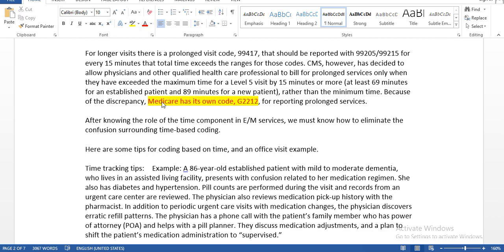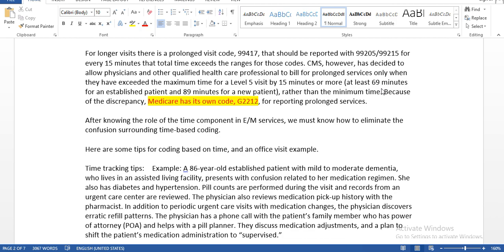At least 69 minutes for an established patient and 89 minutes for a new patient, rather than the minimum time. Because of the discrepancy, Medicare has its own code, G2212, for reporting prolonged services. So basically here we will use the prolonged visit code 99417 along with 99205 and 99215. We can't use 99417 with other codes. You need to use only these codes, 99205 and 99215. So here the meaning of 69 and 89: 69 minutes is for an established patient.